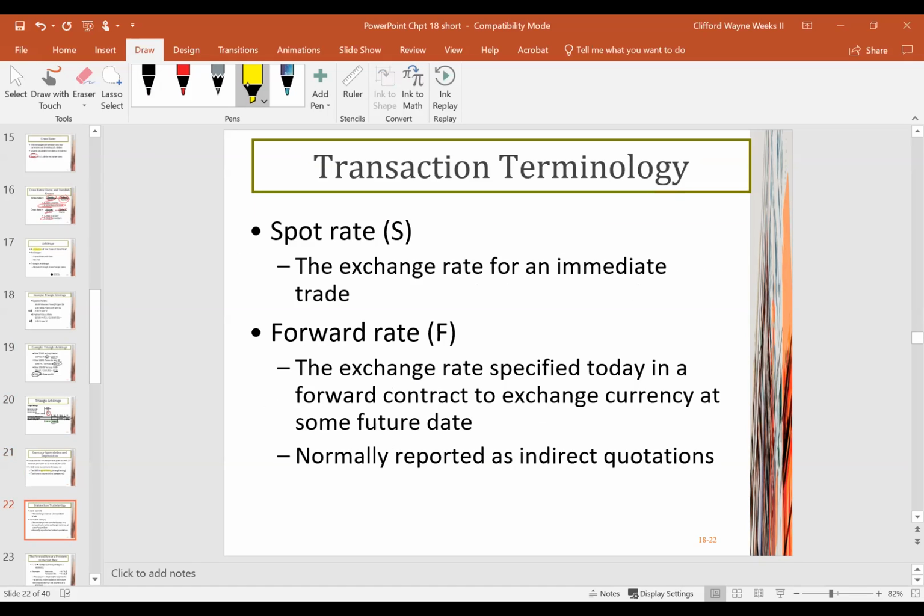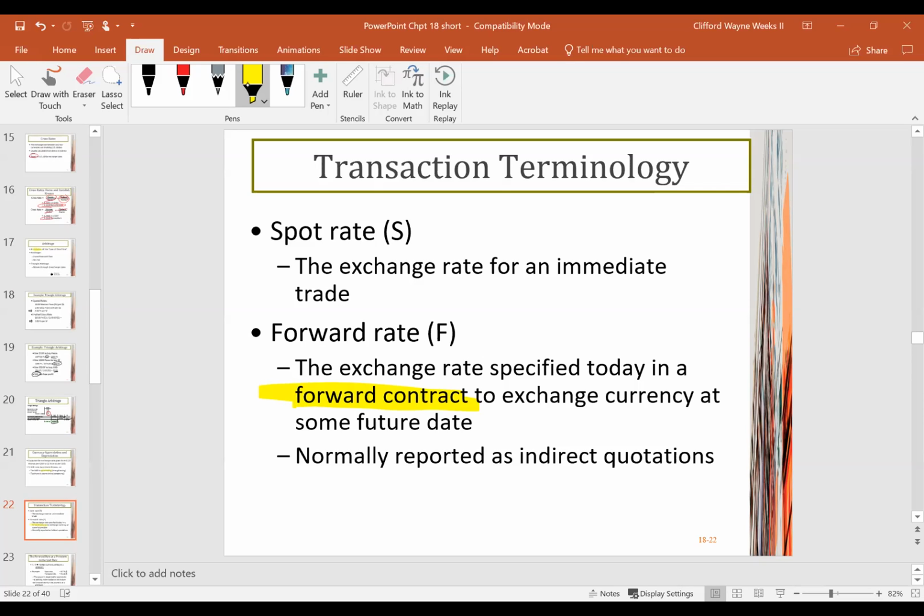Again, some terminology for transactions. We referred to this before, when I was showing you that figure where we looked at the yen, where we had the spot rate. The spot rate is the exchange rate for an immediate trade or the current exchange rate. Whereas a forward rate is the exchange rate specified today in a forward contract to exchange currency at some future date. Normally reported as indirect quotations.